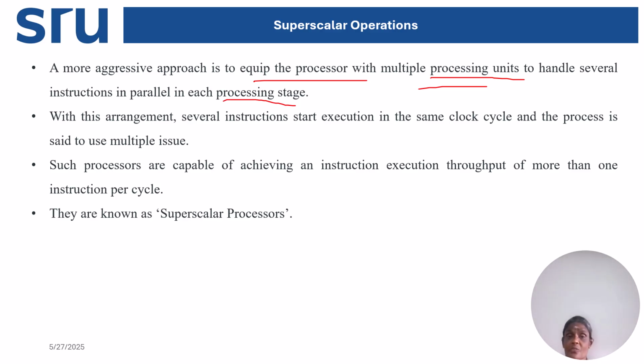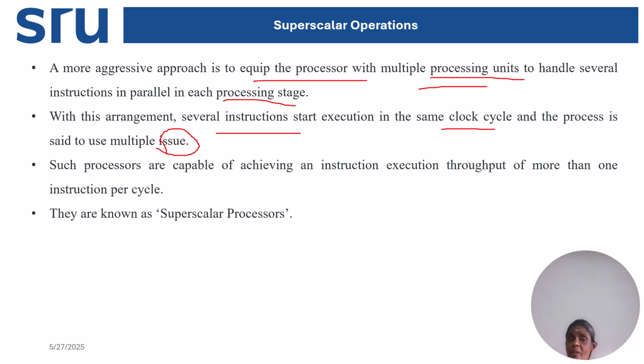With this arrangement, several instructions start execution in the same clock cycle. In the previous case, in one clock cycle, there were various stages of various instructions. But here, in the same clock cycle, the processor is said to use multiple issue. Since we have multiple processing elements, multiple instructions are supplied in the same clock cycle. This is named issue because instructions are supplied to the units, that is why it is called multiple issue.